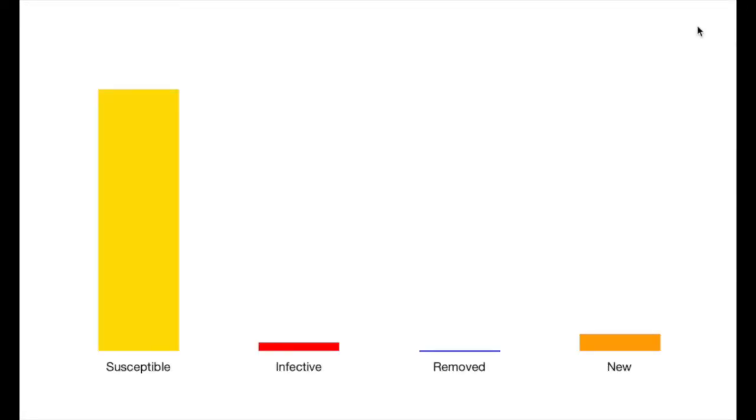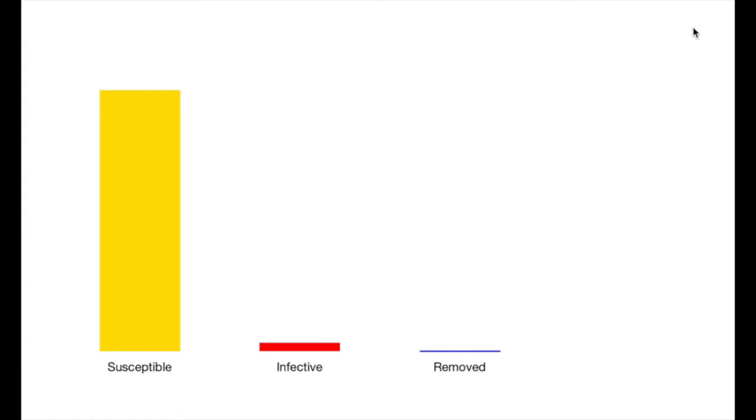We can show these counts using a bar chart. Each bar shows one of the groups we just counted. This one shows the susceptible group, which are the dominoes that are standing up. This one shows the infective group, which are the dominoes that are falling down. This one shows the removed group, which are the dominoes that have already fallen down. And this one shows the new cases, which are the dominoes that are currently being knocked over. Notice how the height of each of these bars shows us how many people are in that group.